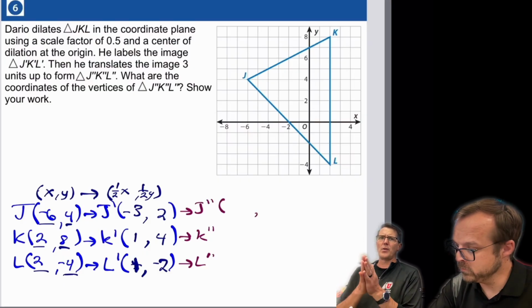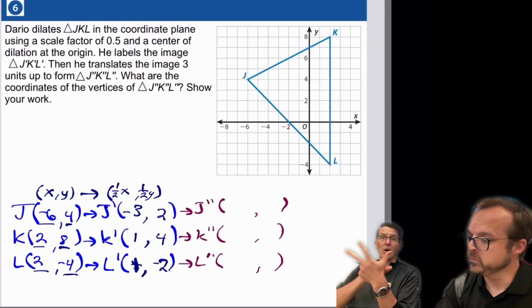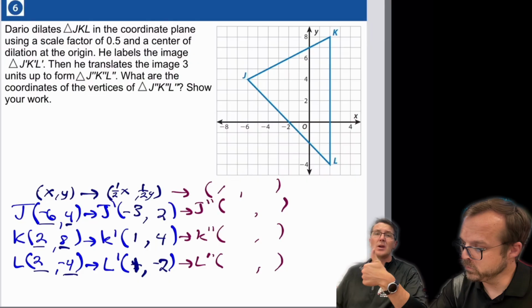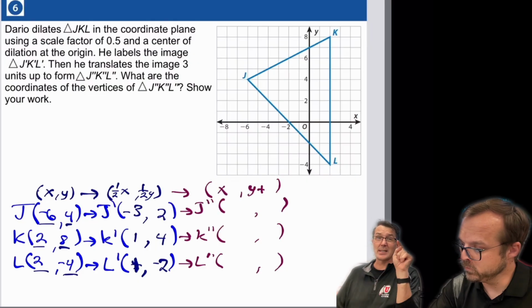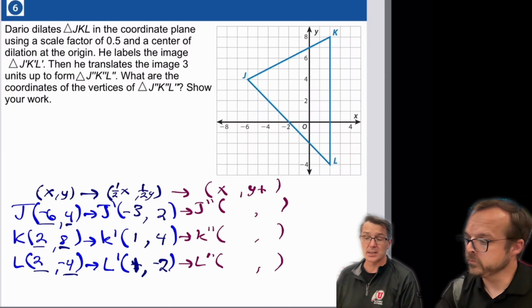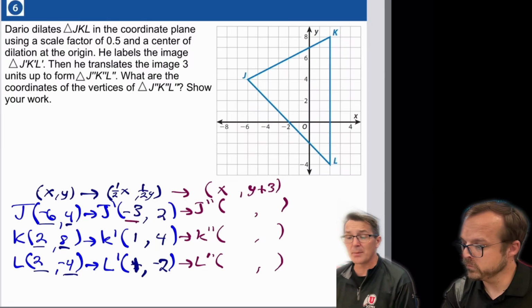So I look to myself, I know that's rigid. Is it a translate, a reflect, or a turn, or a rotate? I'm going to go with it's a slide or translation, and up is in the Y direction. So my rule is going to be (X, Y), and in this case, because we're going up 3, it's going to be +3.